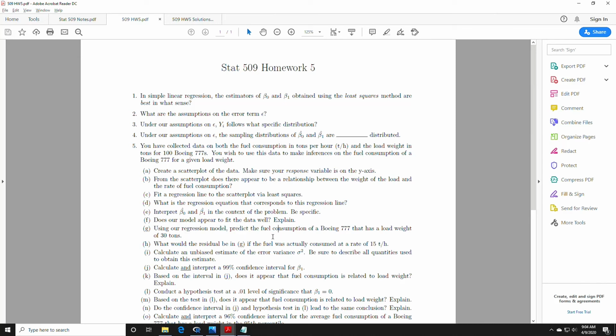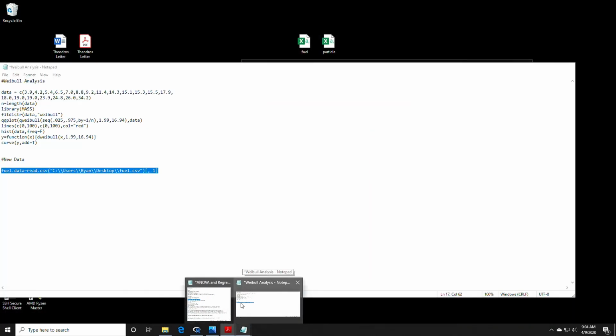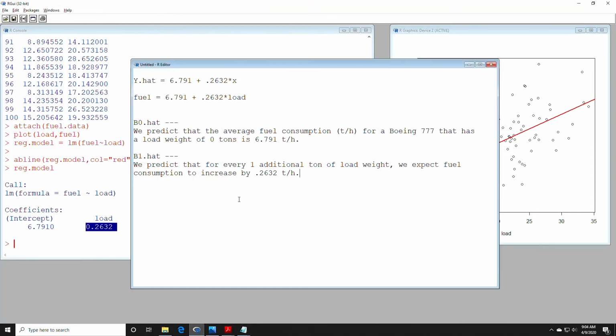We would like to predict the fuel consumption of a Boeing 787 that has a load weight of 30 tons, right? We know that we're going to have this load weight, and we're going to go from point A to point B, and so we need to know how much fuel we're going to need. So again, predicting the fuel consumption when we have a load weight of 30 tons. This is our regression equation. So fuel consumption is just equal to this plus this times load weight. And so all you have to do is plug in 30 for this.